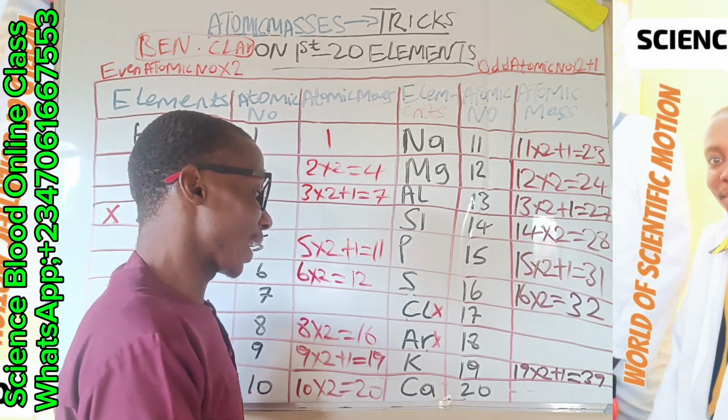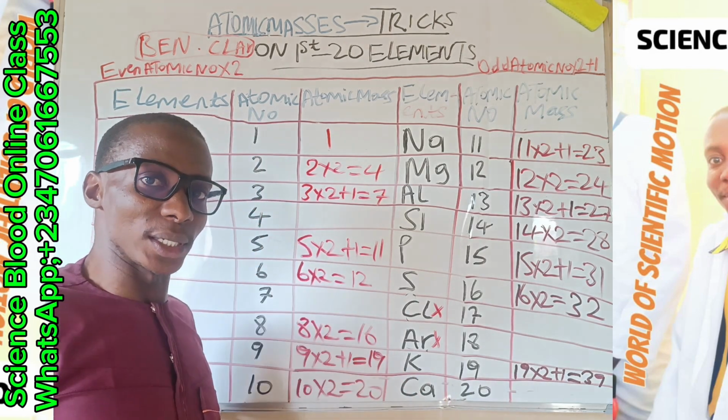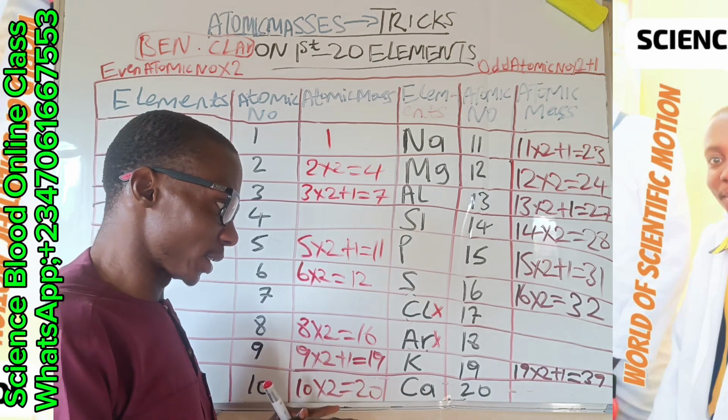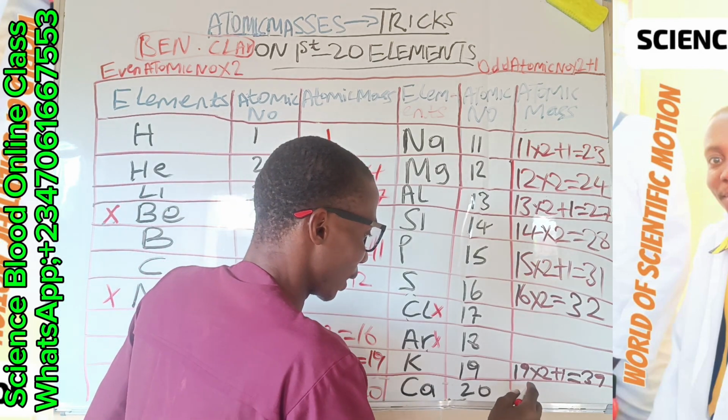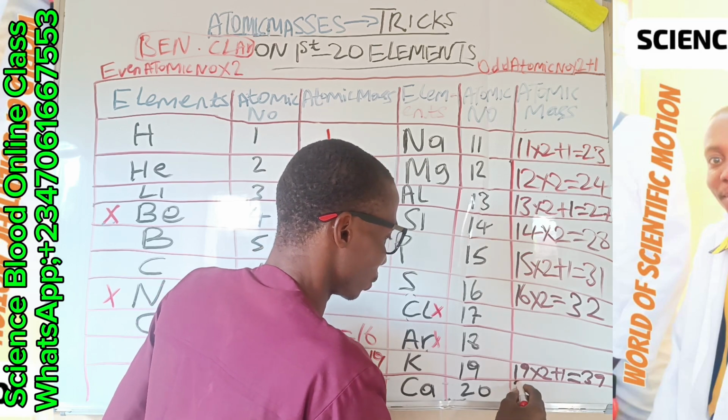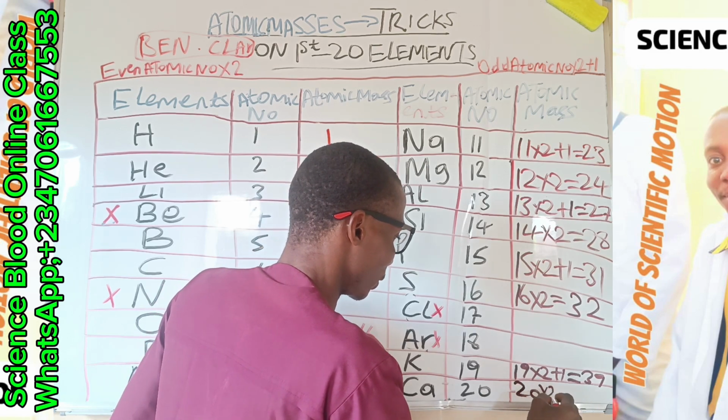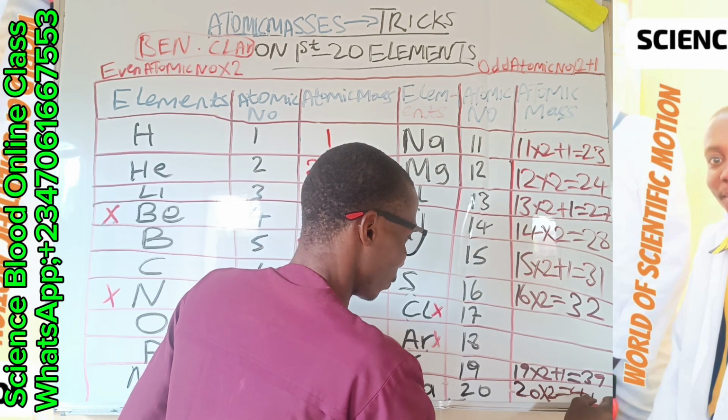Then calcium, which is the last one, as you can see, it is 20. Okay, it is 20. So what are you going to do here? It is an even number. So 20 multiplied by 2 equals 40.